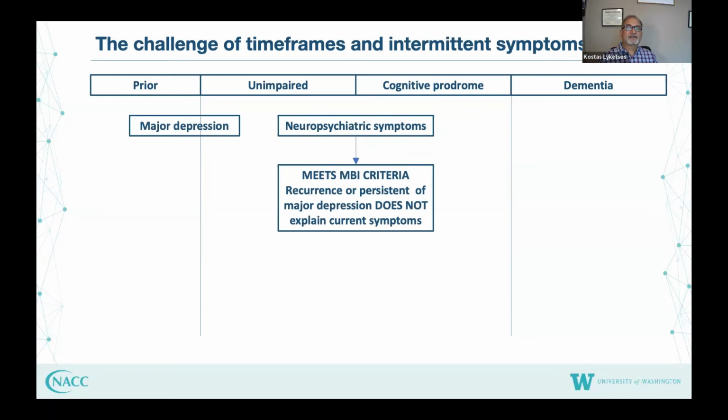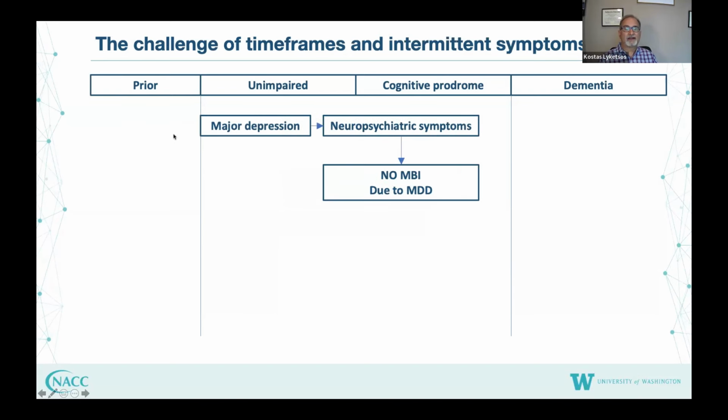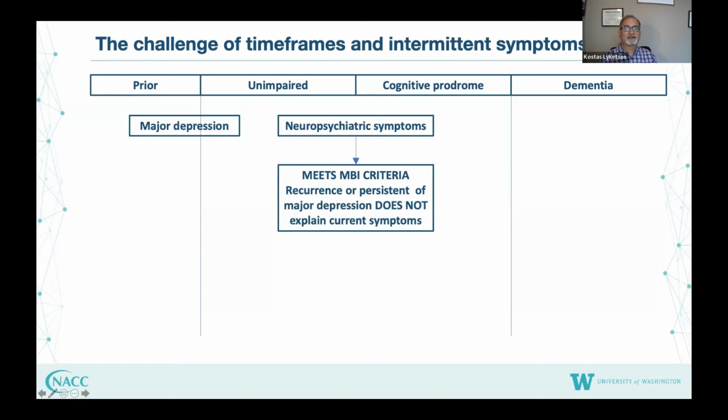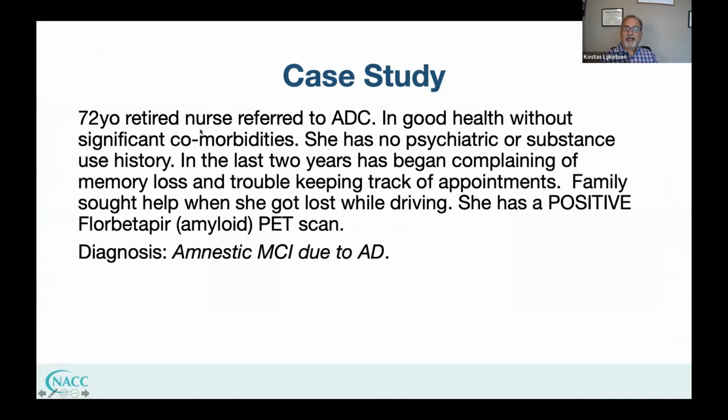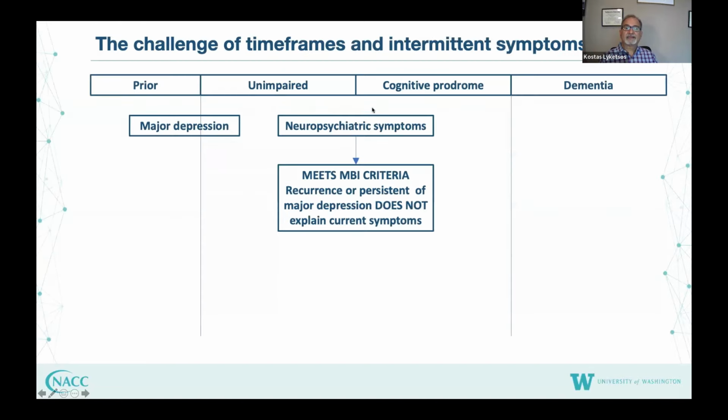The other situation is that people could have major depression that is recurrent. The example I gave you here is major depression that is late life new onset. This is major depression that has been lifelong. But it's possible to have major depression in the past. It's possible then to have neuropsychiatric symptoms, but to decide that the person has MBI.